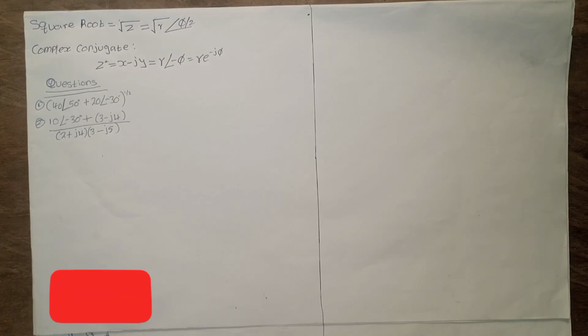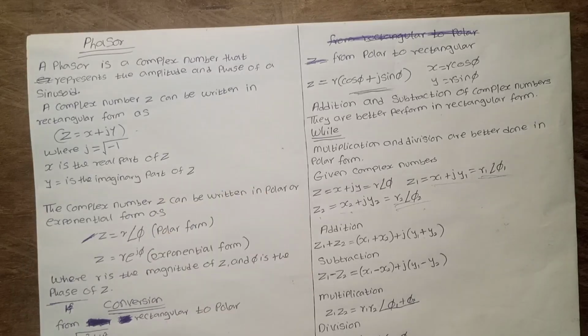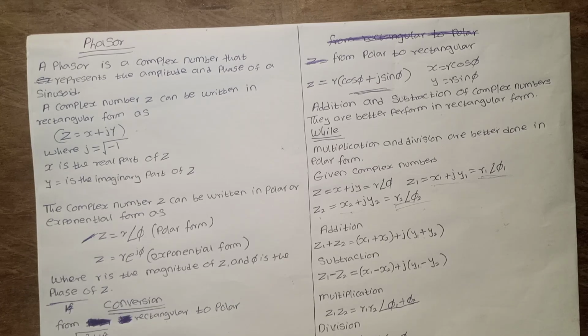So today we're talking about calculation on complex numbers. In our last class we talked about Phasor, the forms of Phasor, the rectangular mode, the Phasor, how do we add them, how do you subtract, how do you convert from Phasor to rectangular form or from rectangular form to Phasor form. So we have done that in our last video. You can go and check that.